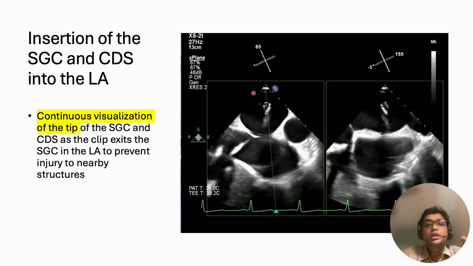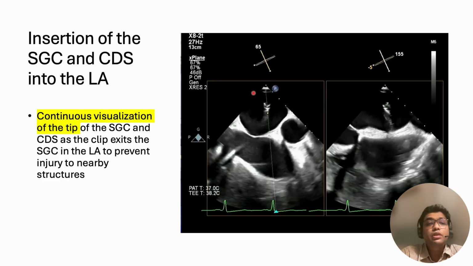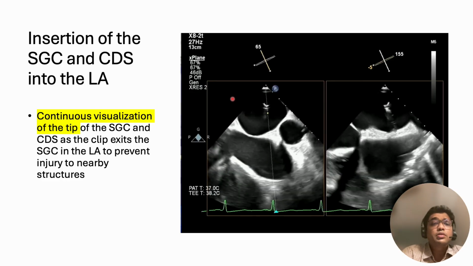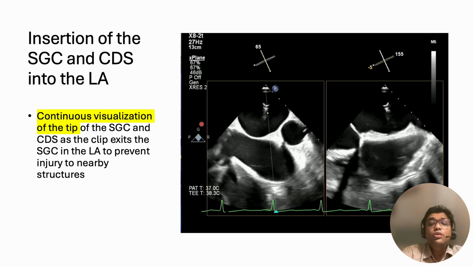Now, as soon as the clip delivery system and steerable guide catheter are inside the LA, it is very important to continuously visualize the tip of the steerable guide catheter and clip delivery system, because these tips are extremely sharp, and that can injure your LA wall. So you have to be very sure that it is not touching anywhere in the wall. You can put an X plane exactly through the tip of your steerable guide catheter and your clip delivery system. That is how you can know that it is not touching anywhere in the wall.